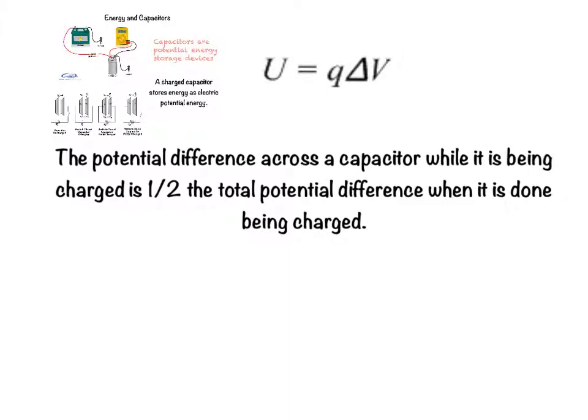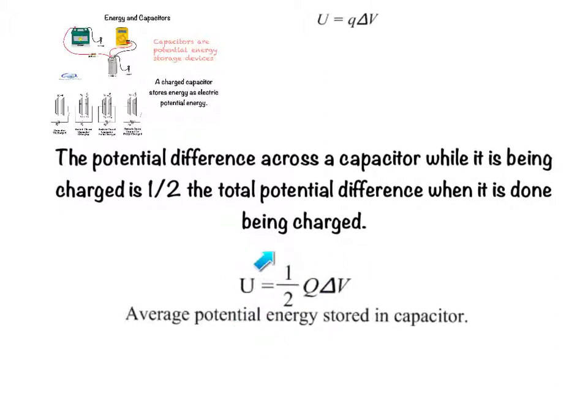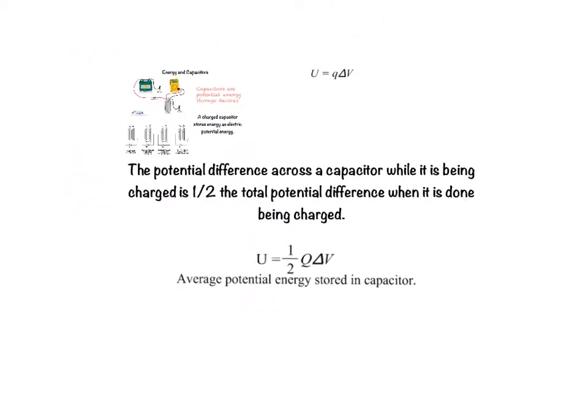On average, the potential difference across a capacitor while it's being charged is half the total potential difference when it's done being charged. Therefore, the potential energy stored in the charged capacitor is 1/2 QV, where Q is the charge on the capacitor and ΔV is the potential difference. Now, it's not hard to see that there are some things that we can do with this. Remember, though, that although we are focused primarily on parallel plate capacitors, this works for all capacitors.